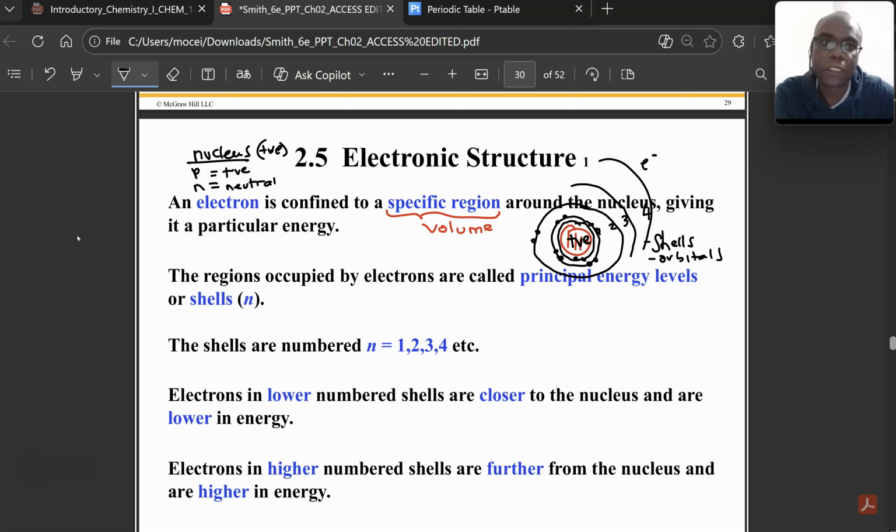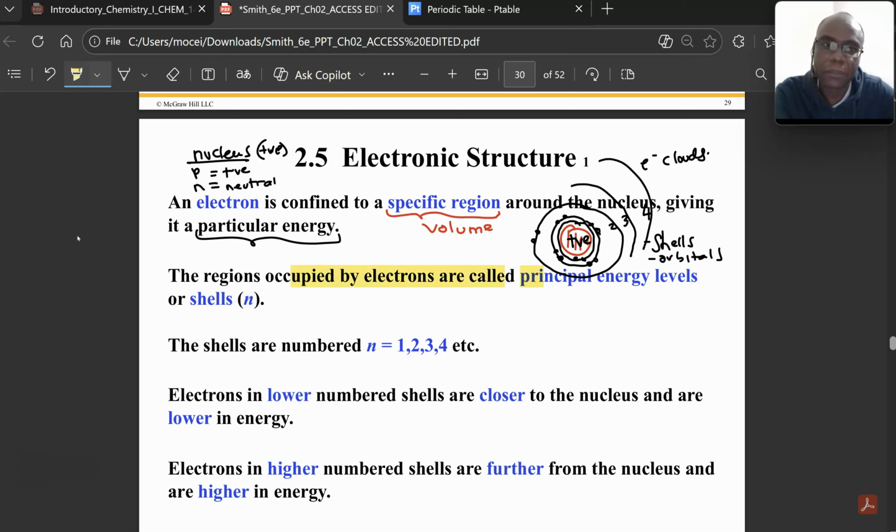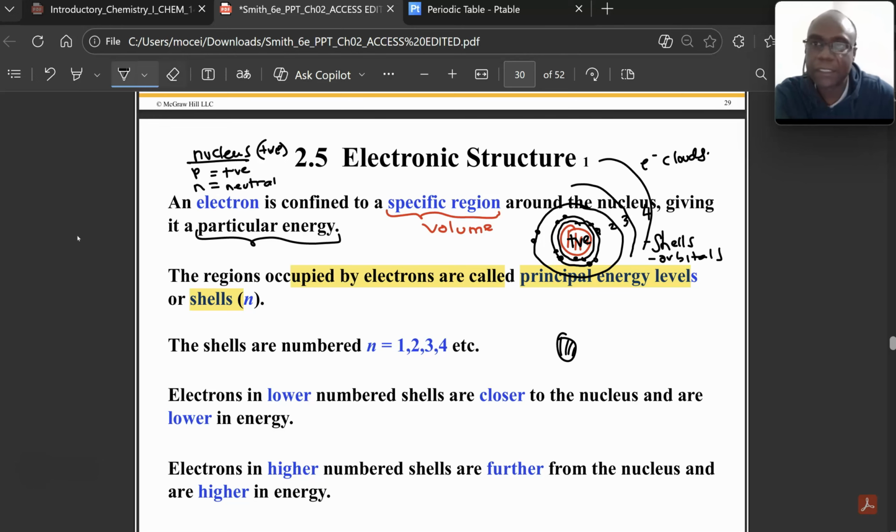So you get what we call electron clouds, which occupy a larger volume around the nucleus at a particular distance from the nucleus. So we say at a particular energy. The region occupied by electrons is called a principal energy level, or just a shell. So like I said, if this is the nucleus and I have these circles, they are the shells where electrons orbit around the nucleus, just like planets orbit around the sun.